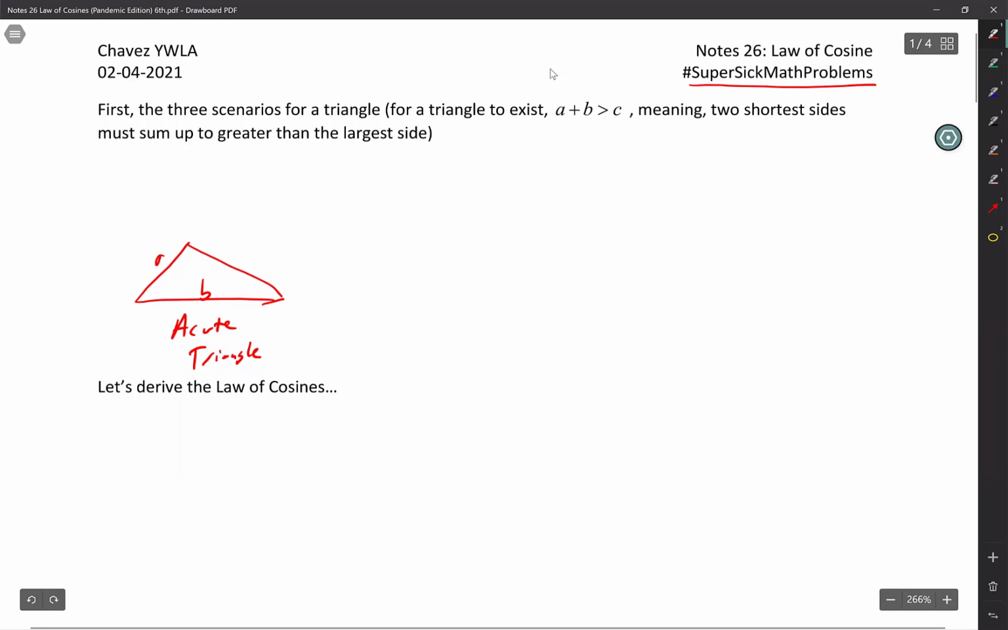Let's see, B, A, and C, where C squared is less than A squared plus B squared. Now, for a triangle to exist, the two smaller sides must be larger than the biggest side. The two smallest sides must be larger than the biggest side, guys.